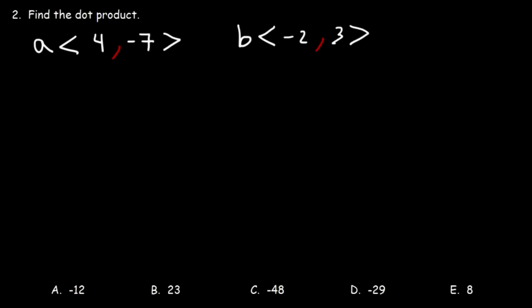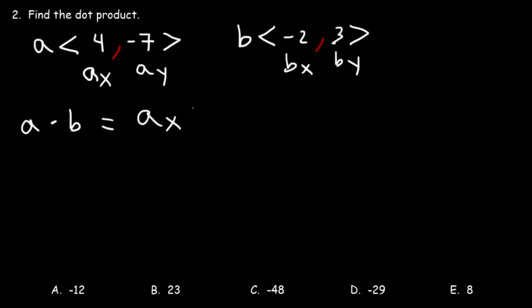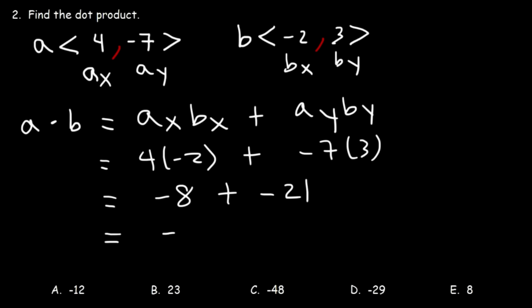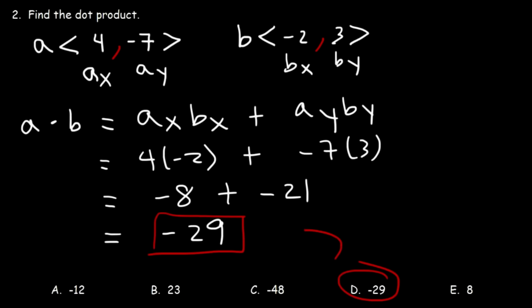So now it's your turn. Go ahead and calculate the dot product of these two vectors. So we can see that ax is 4, ay is negative 7, bx is negative 2, by is 3. So the dot product of A and B is going to be ax times bx plus ay times by. So it's 4 times negative 2 plus negative 7 times 3. 4 times negative 2 is negative 8. Negative 7 times 3 is negative 21. And these two numbers add up to negative 29. So therefore, D is the right answer in this example.